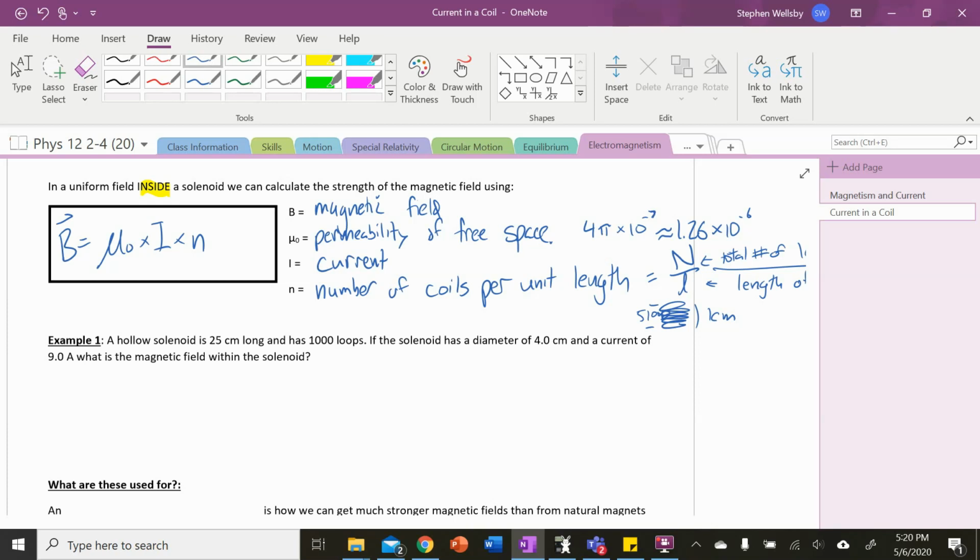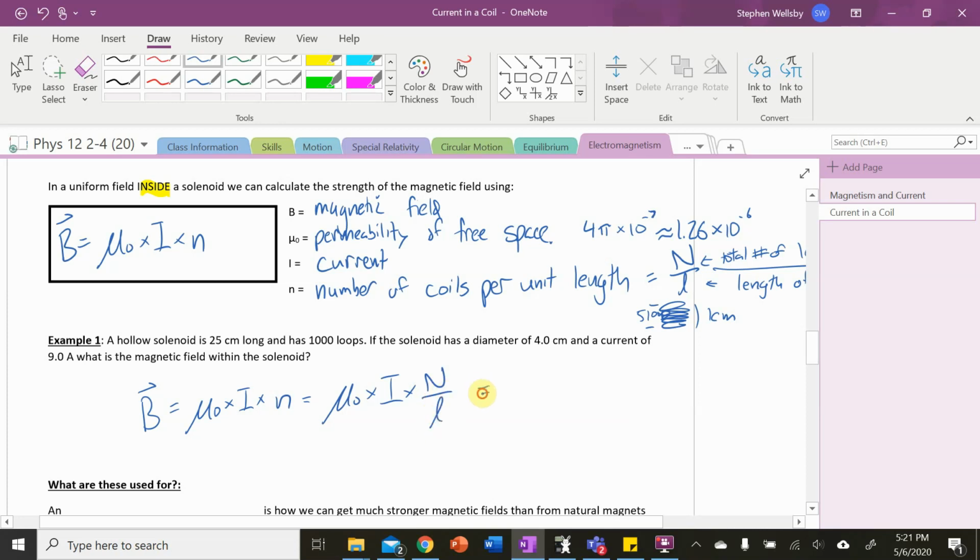Okay, so hopefully you have tried this out. Let's try solving it ourselves. We're trying to find the magnetic field. We're trying to find B. We already know that this is our formula here. B equals mu naught times I times n. So we don't need to rearrange. So this is going to be our formula. This is the same thing as saying mu naught times I times N over L. That's what n is equal to.